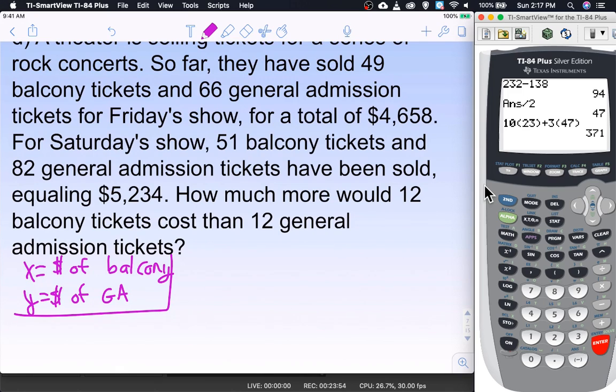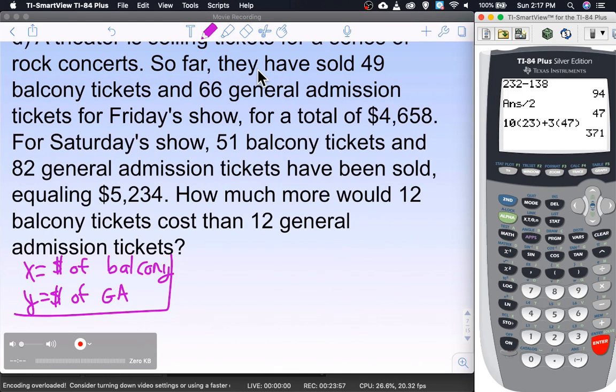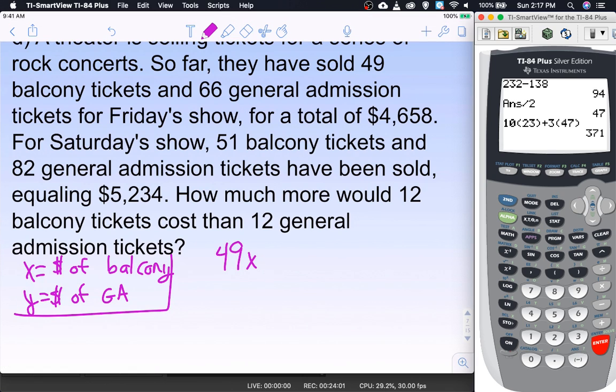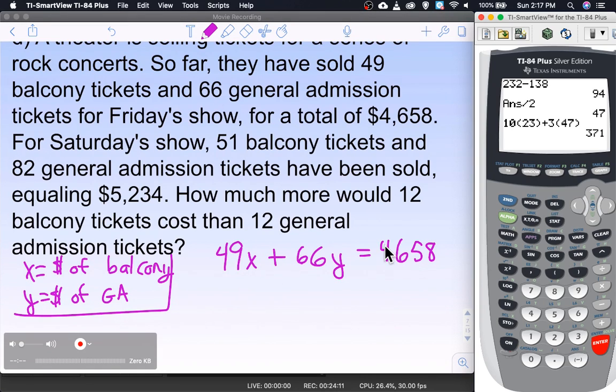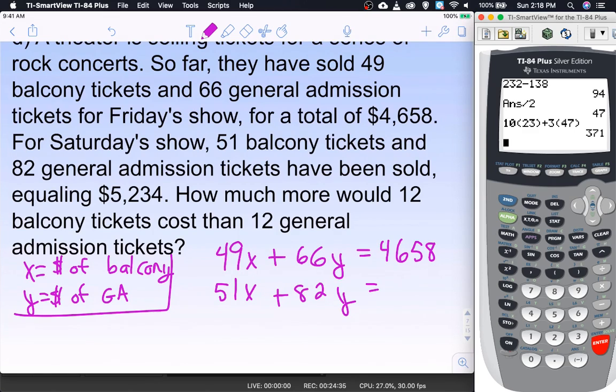Okay, so let's see. So far, I'm back here. So far, they have sold 49 balcony tickets and 66 general admission tickets and made $4,658. This first equation is all about my first day. So this is money. 49 times the cost of the tickets gives us money. Money plus money equals total money for that day. My second equation is, for Saturday's show, 51 balcony tickets and 82 general admission tickets have been sold, totaling $5,234. That's my second equation.